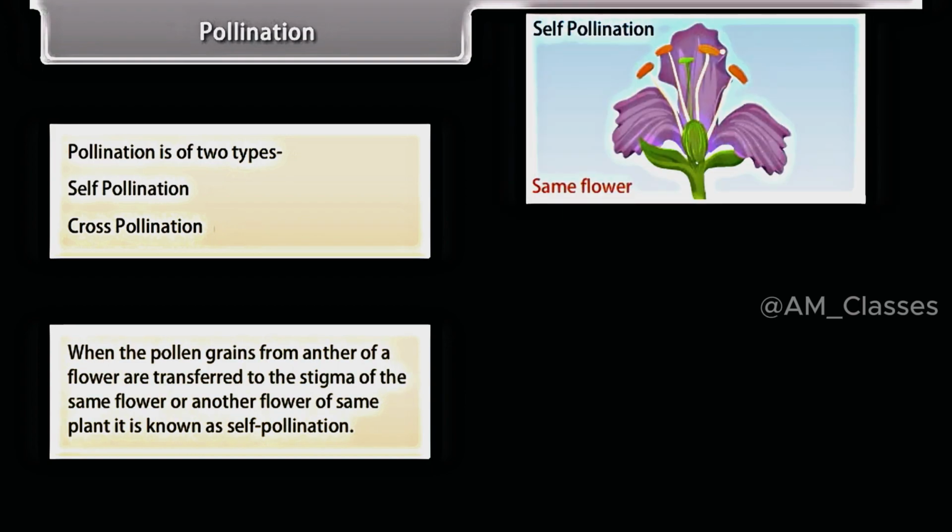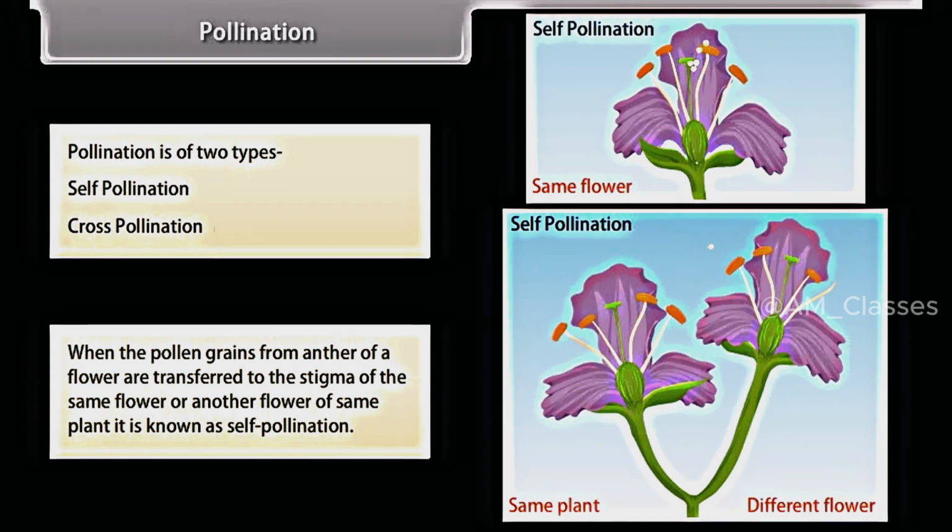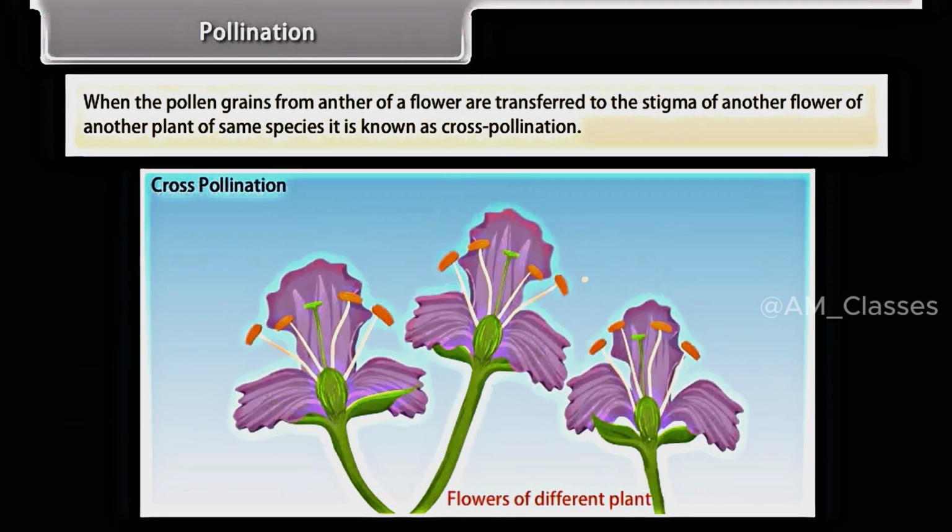When the pollen grains from anther of a flower are transferred to the stigma of the same flower or another flower of the same plant, it is known as self-pollination. When the pollen grains from anther of a flower are transferred to the stigma of another flower of another plant of the same species, then it is known as cross-pollination.